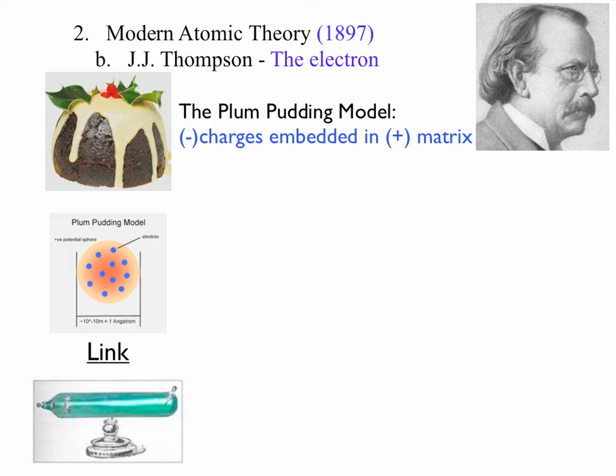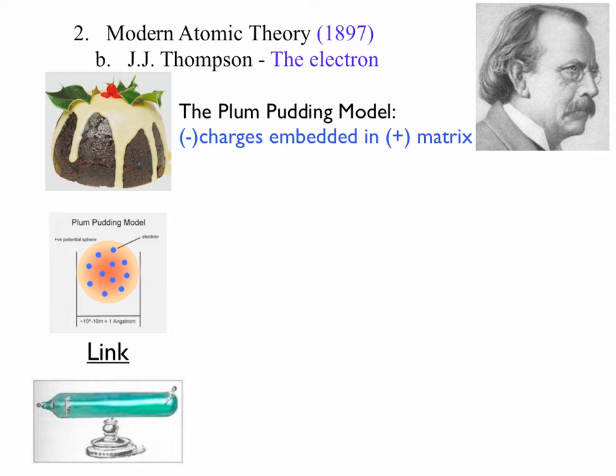And he came up with the idea that there are negative charges embedded in a positive matrix. So if you think of chocolate chip ice cream, for example, the chocolate chips would be the negative charges and the ice cream itself would be the positive matrix. That was his vision of what the atom looked like. So if you look at the next picture below the cake, here's a picture of his plum pudding model where the orange color is the positive matrix and the blue dots are the electrons.